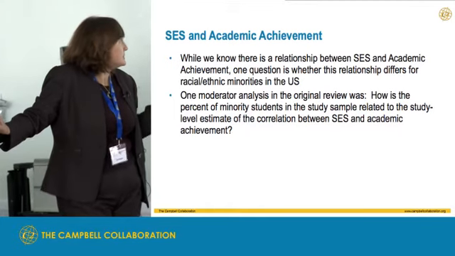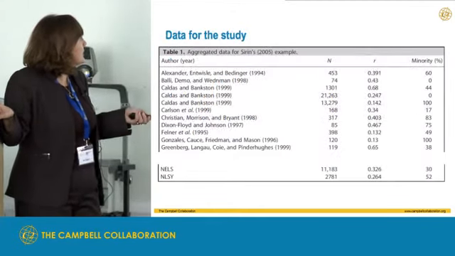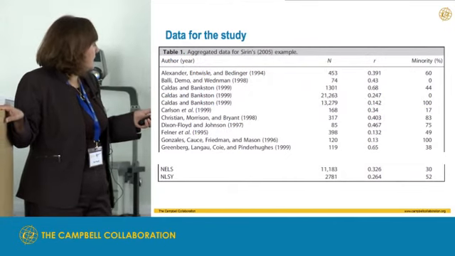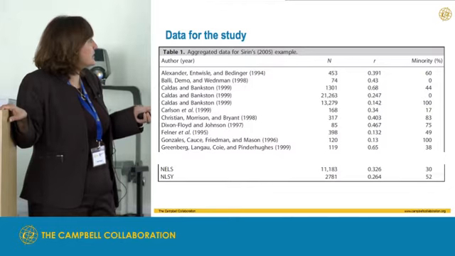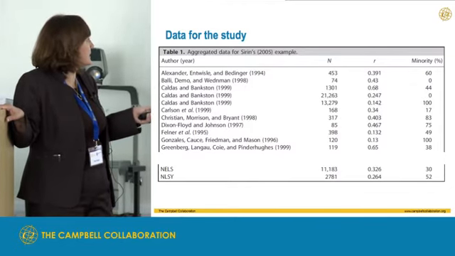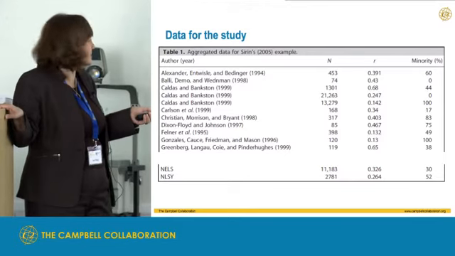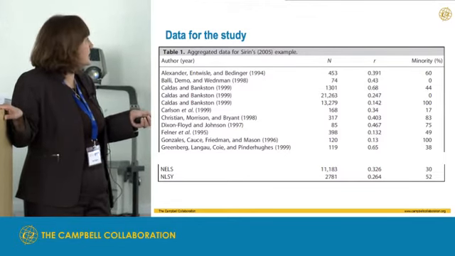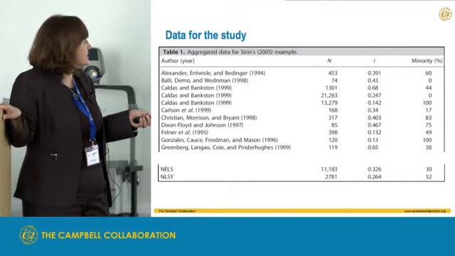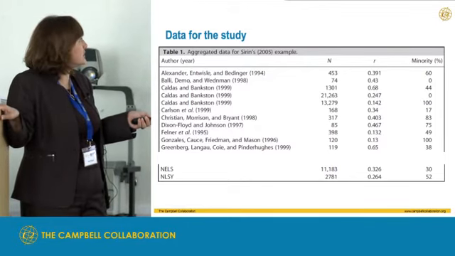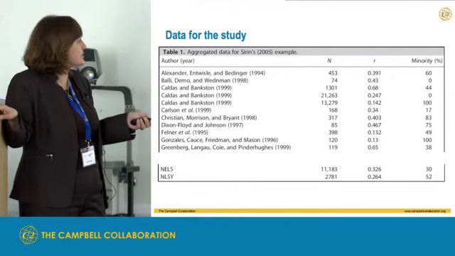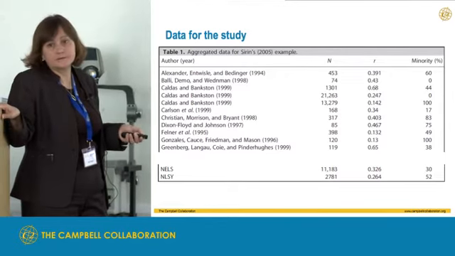Okay. So what we did was we took their data, and you can see here, these are all the correlations, and then the percent of minority in the sample. And then we also added, and there's more studies here in the paper, but we also added data from the NELS and the NLSY. 11,000 cases from NELS to 2,700 cases from NLSY. These are the correlations between academic achievement and SES and the percent of minority in the sample.